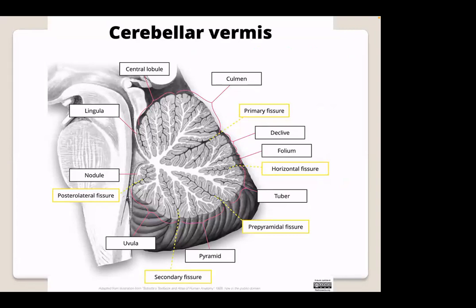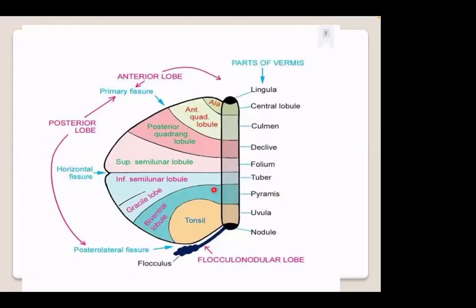This diagram shows the lobules: central lobule, culmen, primary fissure, declive, folium, horizontal fissure, tuber, prepyramidal fissure, and pyramid, secondary fissure, and the uvula and the nodule. These correspond to the parts of the vermis as shown in this diagram: lingula, central lobule, culmen, declive, and folium, tuber, pyramid, uvula, and nodule, with the flocculus, which forms the flocculonodular lobe.